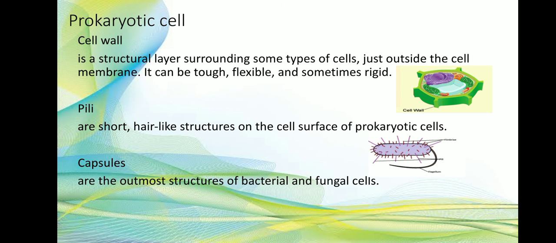Pili are short, hair-like structures on the cell surface of prokaryotic cells. They can have a role in movement, but are more often involved in adherence to surfaces, which facilitates infection and is a key virulence characteristic.